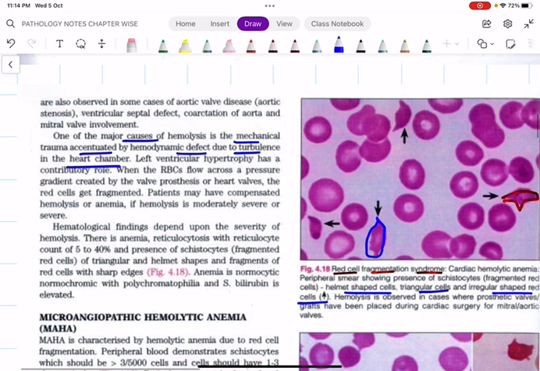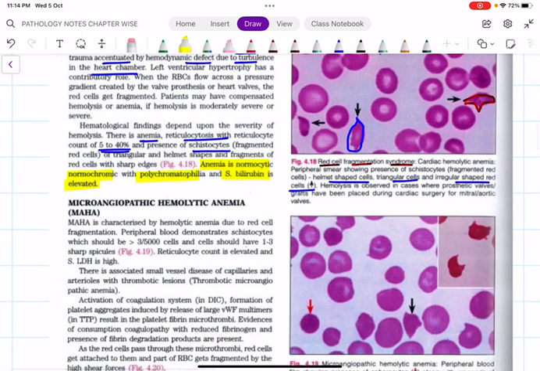So you can get anemia and reticulocytosis, with a reticulocyte count of some 5 to 40%, and schistocytes or helmet-shaped cells are present. Usually the anemia will be normocytic, normochromic with polychromatophilia. And since hemolysis is happening, serum bilirubin will be elevated. Now let us shift our focus to the next entity. The first entity is cardiac hemolytic anemia, one of the causes of fragmentation syndrome.